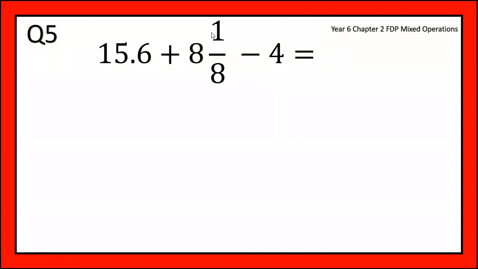15.6 plus 1 over 8 minus 4. To solve this using the decimal method, you must convert 1 over 8 to a decimal. Now, if you don't know, you do a division: 1 divided by 8.